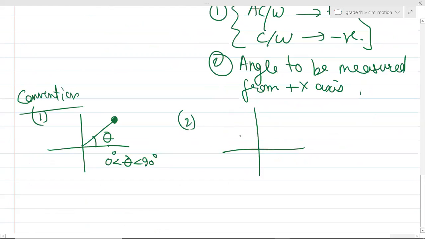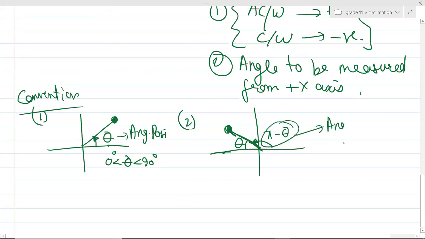According to this convention, suppose the object is over here, at angle theta. Then what will be the angular position of this object? Will the angular position be theta over here, or will it be pi minus theta? Yes or no? Hello guys, is this clear? So this will be the angular position when the object is in the second quadrant.